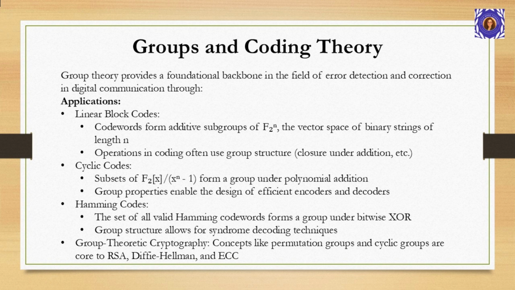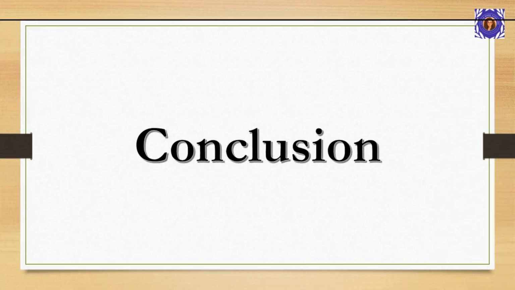Finally, in group-theoretic cryptography, concepts like permutation groups and cyclic groups are core to RSA, Diffie-Hellman, and elliptic curve cryptography. This concludes our introduction to group theory. These algebraic structures form the foundation for many advanced topics in mathematics and computer science. I encourage you to work through additional examples to solidify your understanding of these concepts.